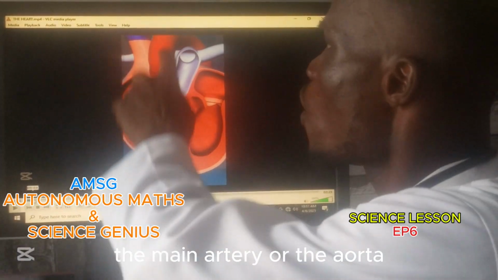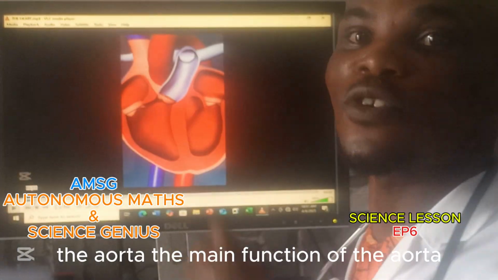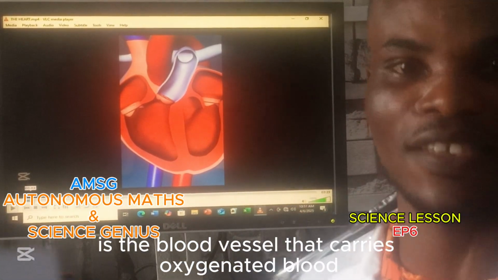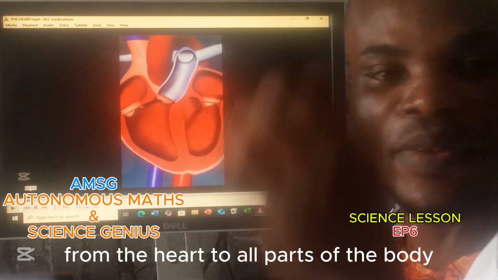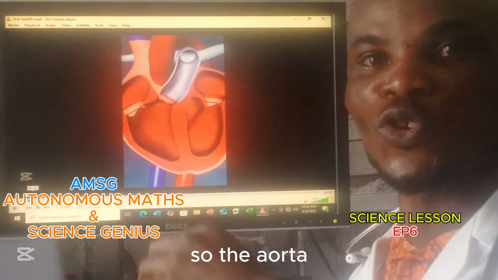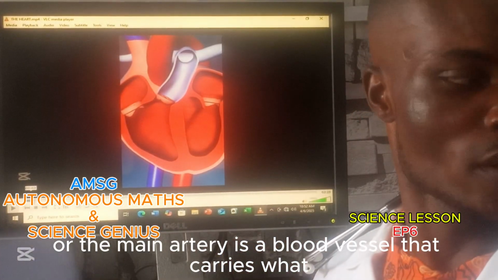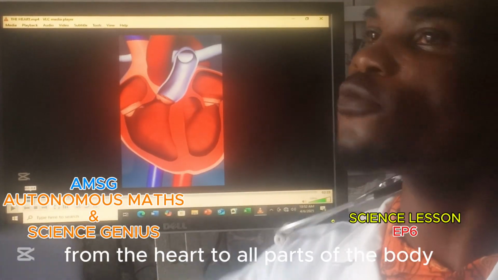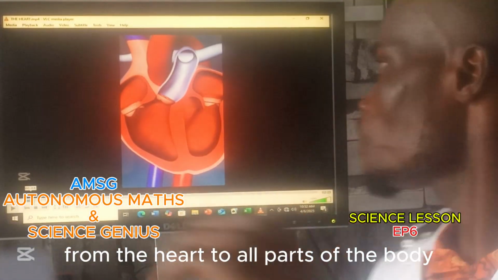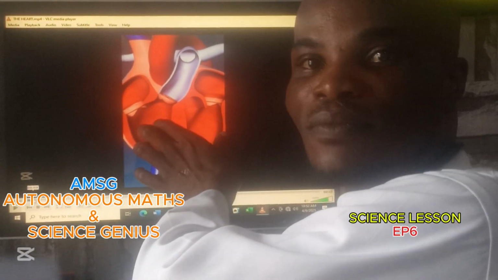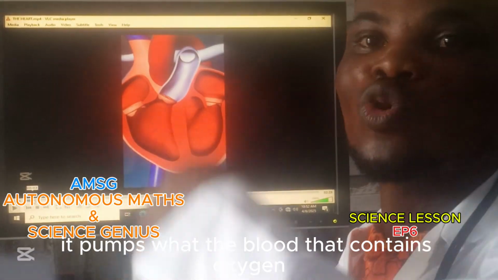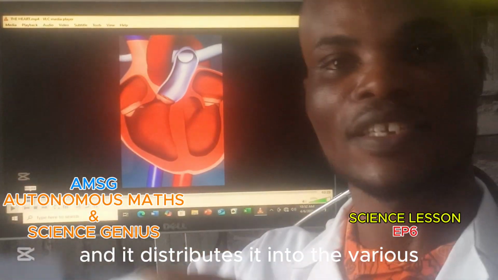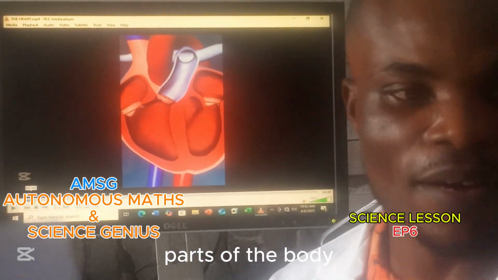The main artery or the aorta. The main function of the aorta is that it is the blood vessel that carries oxygenated blood from the heart to all parts of the body. So the aorta or the main artery is a blood vessel that carries what? Oxygenated blood from the heart to all parts of the body. As the heart pumps blood, it pumps the blood that contains oxygen, which is called oxygenated blood, to the aorta, and it distributes it into the various parts of the body.